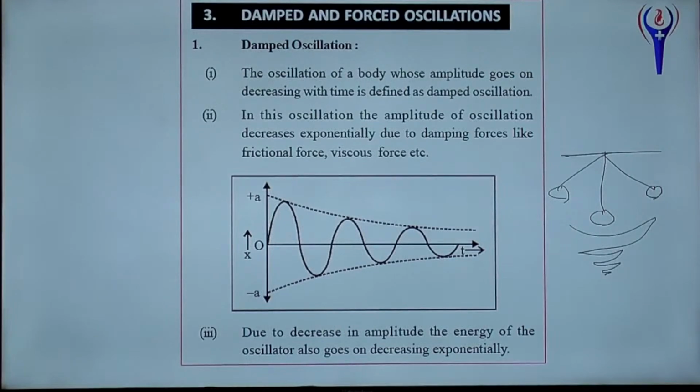Then in this oscillation, the amplitude of oscillation decreases exponentially due to damping forces like frictional force, viscous force, etc. Frictional force only I said, that is frictional forces between the chain for the swing, that iron chain. And due to the decrease in amplitude, the energy of the oscillator also goes on decreasing exponentially. Exponentially means it will not come back to rest immediately, it takes an infinite time.